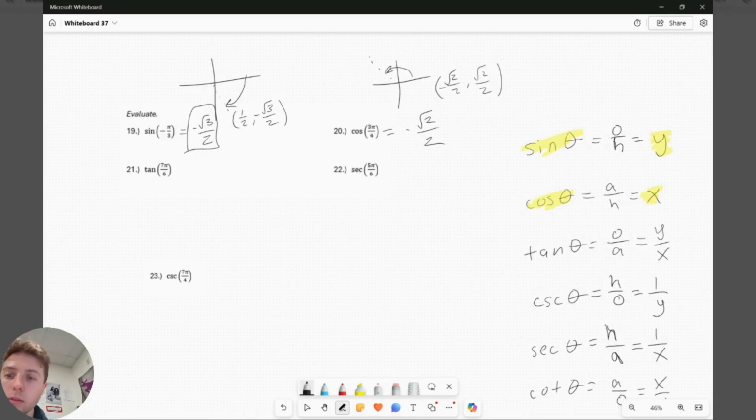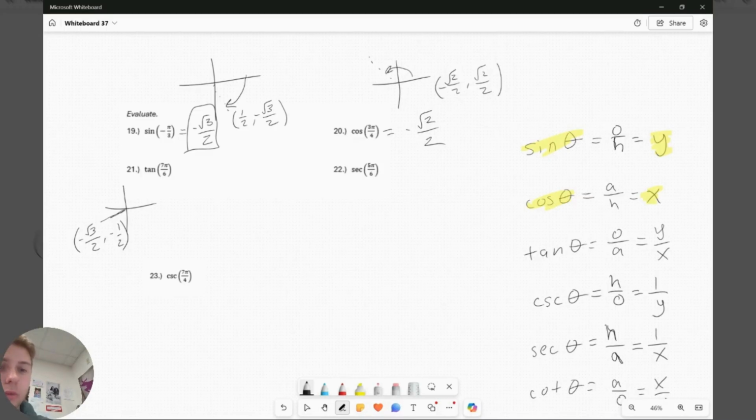Number 21, tangent of 7 pi sixths. Okay, it's pi sixths. It's slightly more than 1 pi, based off of 7 over 6. So I know that would get me in quadrant 3, where my coordinate in this case would be negative root 3 over 2 and negative 1/2. It's that coordinate because it's divided by 6 and we are in quadrant 3.